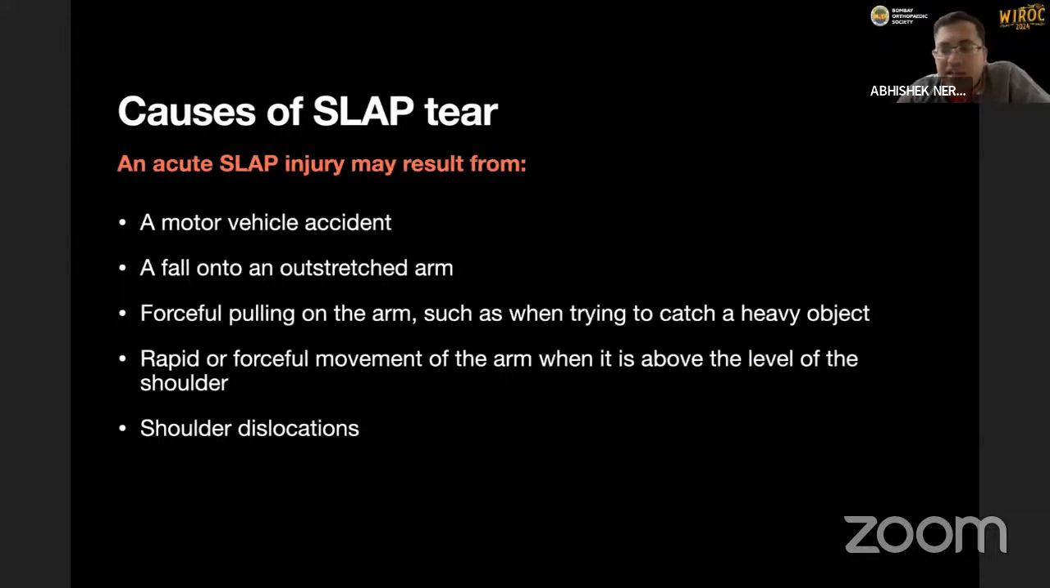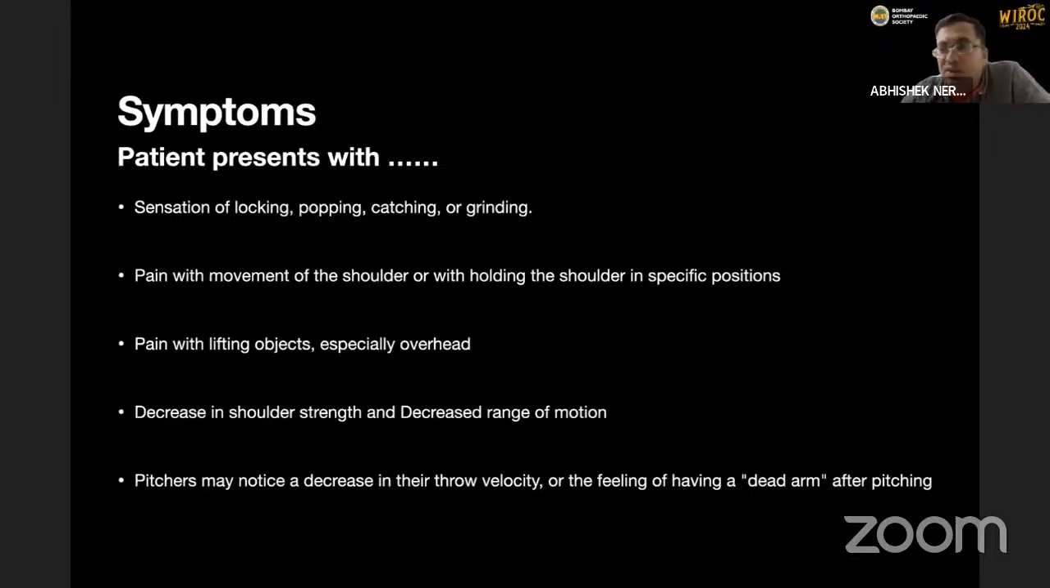So traumatic events, as I said, are one of the most important reasons that you see in Indian patients, apart from sports. Symptoms are mainly a sensation of locking, popping, catching, grinding. Pain is the most common symptom. They'll come to you with persistent pain, especially when they are doing overhead activities, lifting objects, taking up bags, and all these things, whenever force has to be transferred in overhead activities. Decreased shoulder strength and range of motion can also be present. Typically described in pictures is a dead arm feeling after pitching, but that is not seen in our patients.